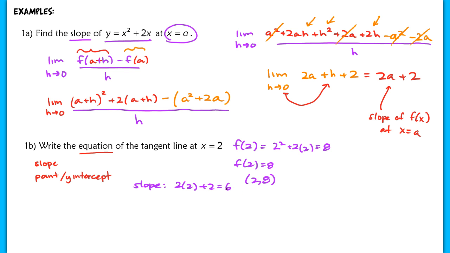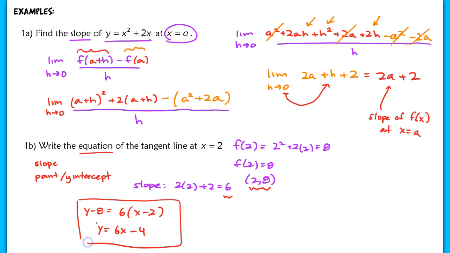So now I have a slope and I have a point, and I'll just put that into point-slope form. So I have y minus 8 is equal to 6 times x minus 2. In other words, if I put this into slope-intercept form, I have y equals 6x minus 4. Either one of these is fine for your final answer, but this is the equation of the tangent line at x equals 2 to the function x squared plus 2x.